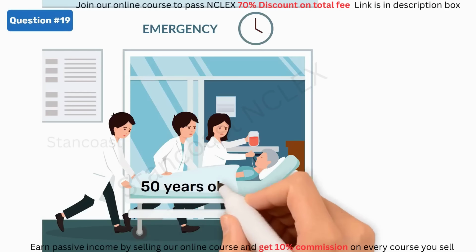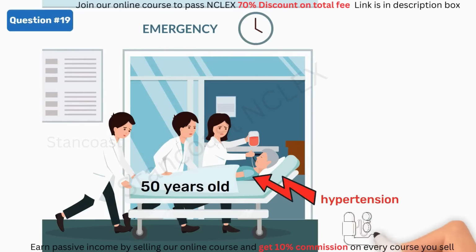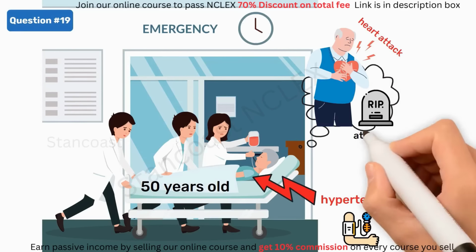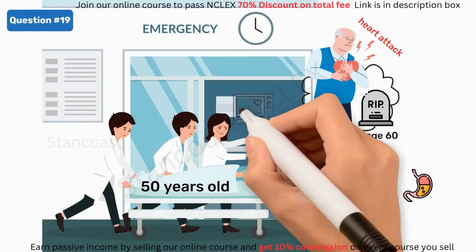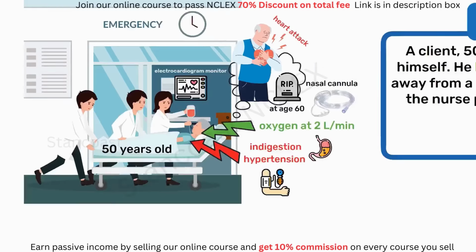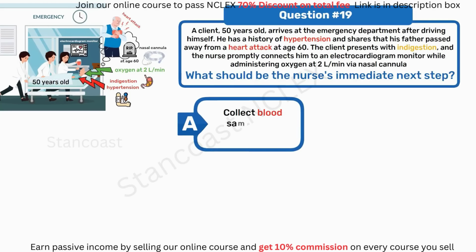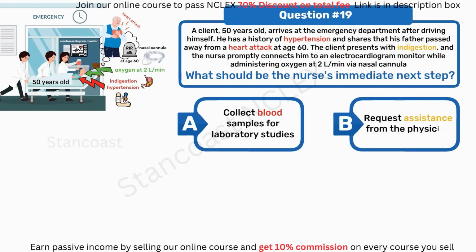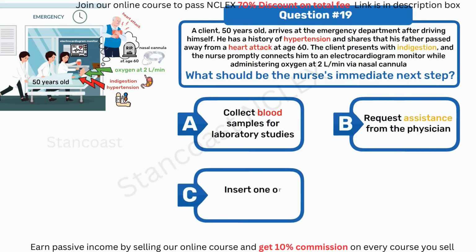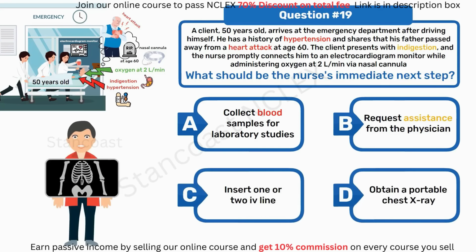A client, 50 years old, arrives at the emergency department after driving himself. He has a history of hypertension and shares that his father passed away from a heart attack at age 60. The client presents with indigestion, and the nurse promptly connects him to an electrocardiogram monitor while administering oxygen at 2 liters per minute via nasal cannula. Which should be the nurse's immediate next step? A. Collect blood samples for laboratory studies. B. Request assistance from the physician. C. Insert 1 or 2 IV lines. D. Obtain a portable chest X-ray.